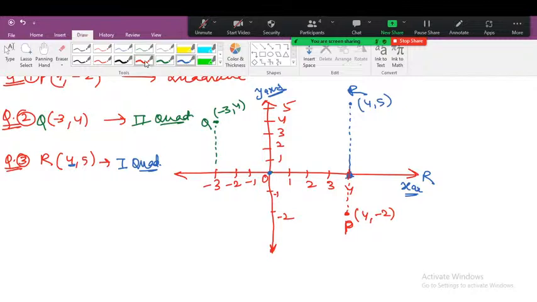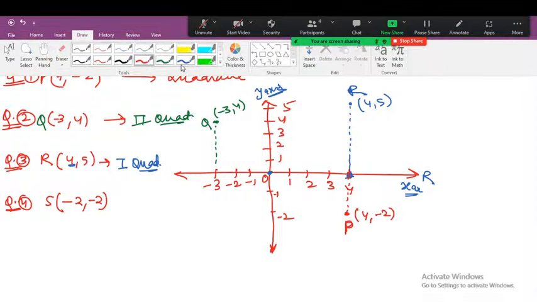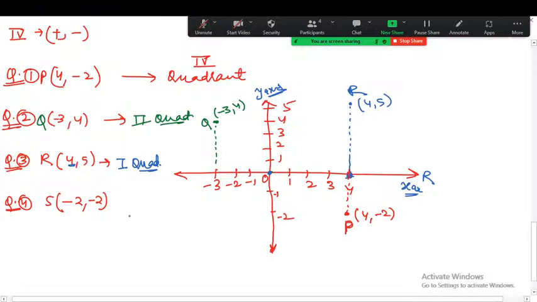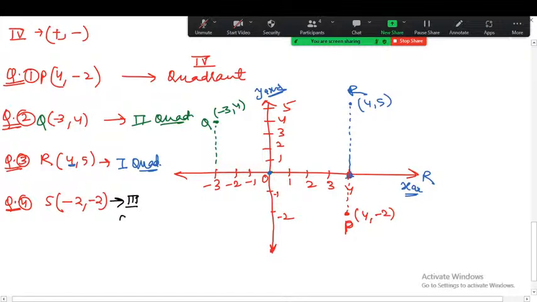Okay, one more question. I want you to tell me, where do you represent point S, that is minus 2 comma minus 2? Where will you represent this? Oh, minus 2, that's quadrant 3. Exactly, both are negative. That means it is a third quadrant point. And can you tell me where it actually lies? How can you represent this?